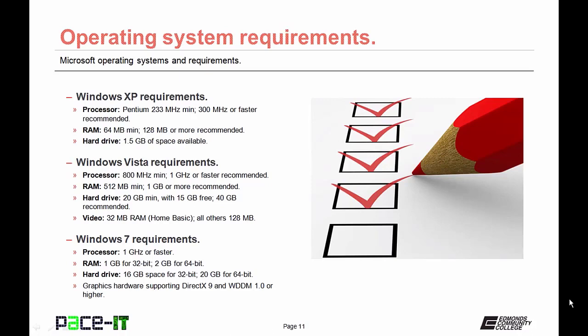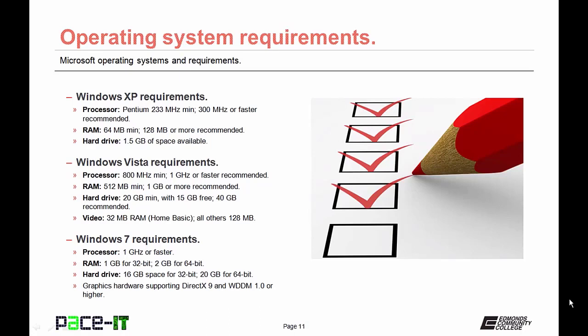For the first time, Microsoft required a minimum hard drive size, and that was 20 gigabytes, with 15 gigabytes of that being free. Although Microsoft did recommend that the hard drive be at least 40 gigabytes. Microsoft added video requirements to Vista as well. Your video hardware had to have at least 32 megabytes of RAM to run Home Basic, and all other versions required 128 megabytes.